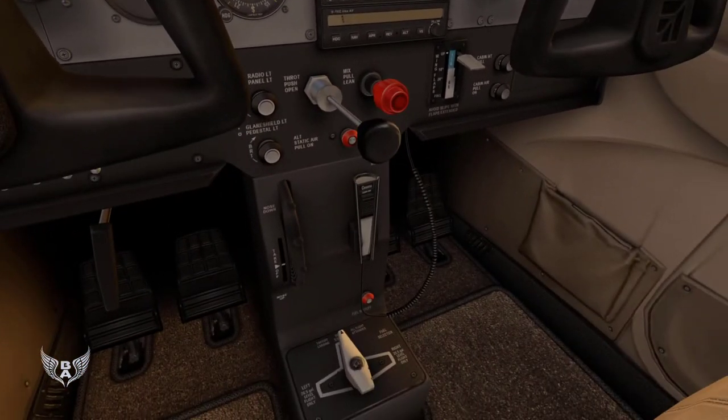If we look down lower on our control stack, you can see we've got our flap controls, which are very important as we come into land and we need to drop flaps and get more lift on our wings as we slow down. We've got our throttles, we've got our carburetor mix, and probably one of the most important controls that you'll find on any aircraft, general aviation or commercial aircraft, is the trim wheel.